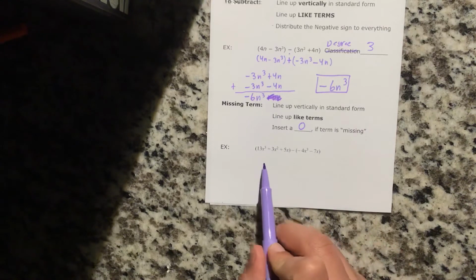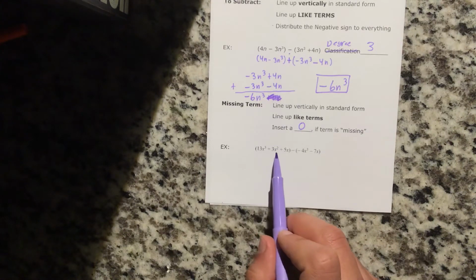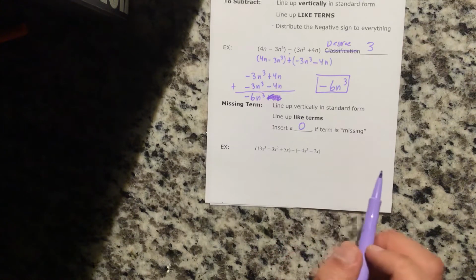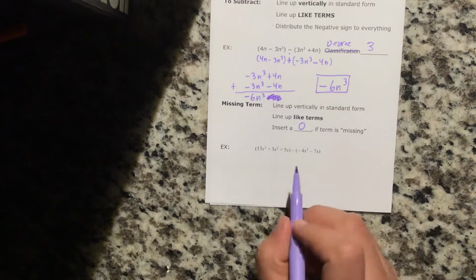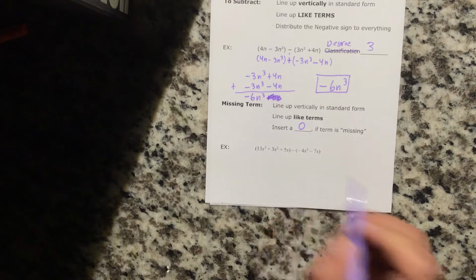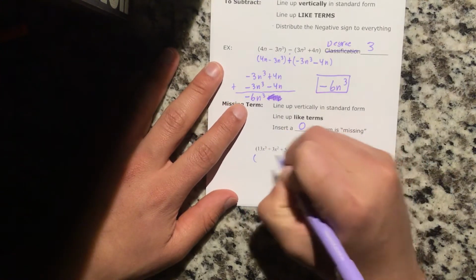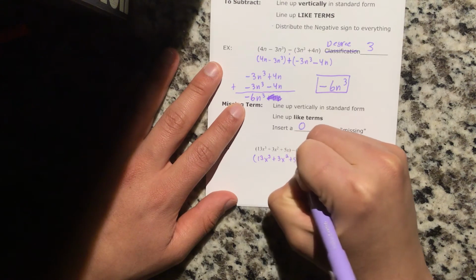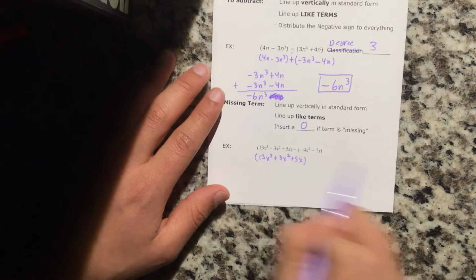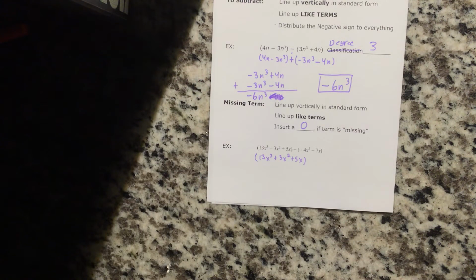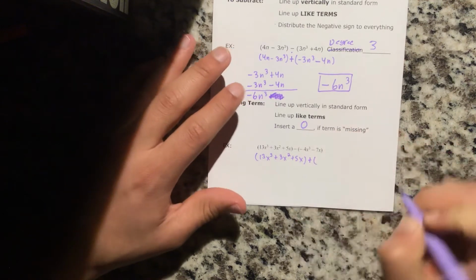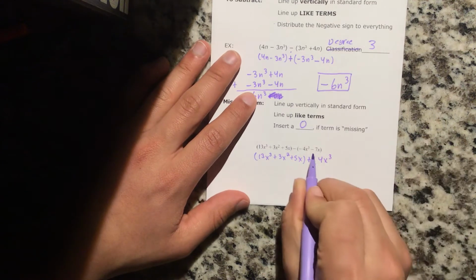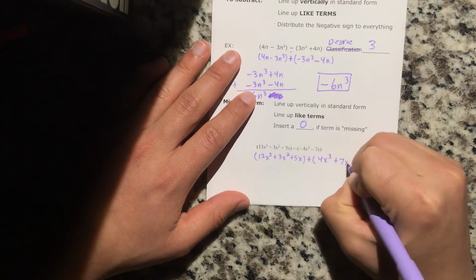So our example for this one is 13x cubed plus 3x squared plus 5x minus negative 4x cubed minus 7x. Okay? First things first, remember we want to change that minus to a plus. So I'm going to rewrite my first polynomial. It's already in standard form. So I got 13x cubed plus 3x squared plus 5x. Then everything after the first polynomial, I'm going to change the sign. So I'm going to put a plus, and then instead of negative 4x cubed, I'm going to put positive 4x cubed. Instead of minus 7x, I put positive 7x.